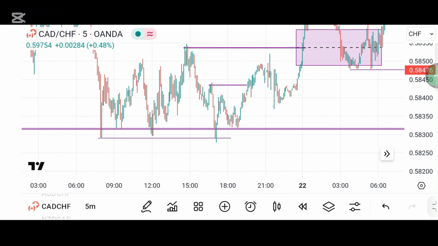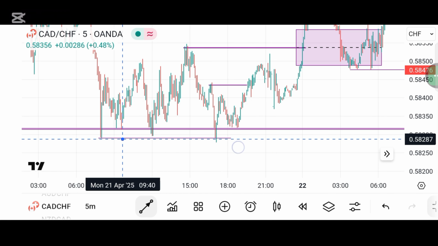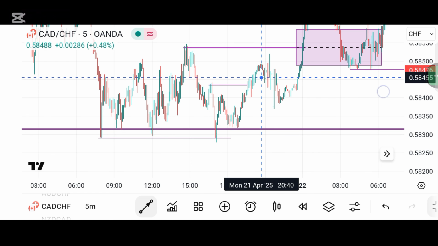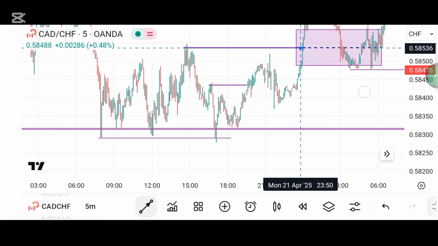On the 5 minutes. Only 5 minutes, we swept liquidity below this low, and we had a shift in market structure here. The first retracement, I was not around at this time. We had a break of structure here, and I was still not around at this time.